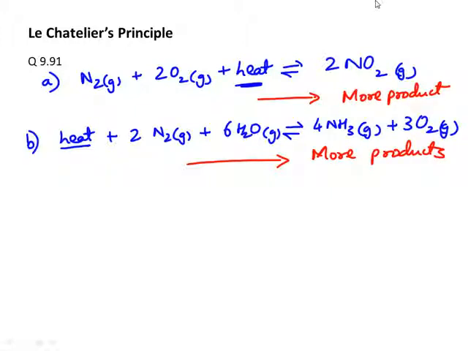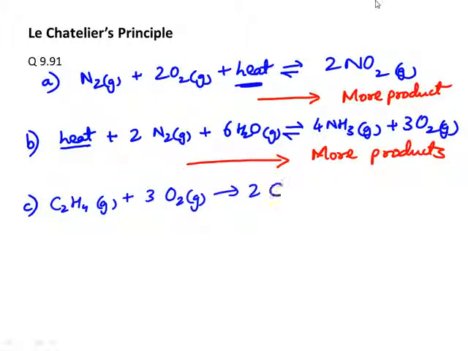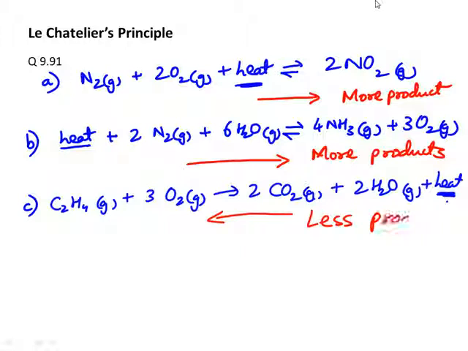That was B. C, C2H4 gas plus 3 oxygen gas makes 2 CO2 gas and 2 H2O gas plus heat. This is an exothermic process. If it's an exothermic process, heat is one of the products. Now if you increase the temperature, you increase the amount of heat, and therefore the reaction has no choice but to go in the reverse direction more, and therefore there will be a decrease in the amount of products made.